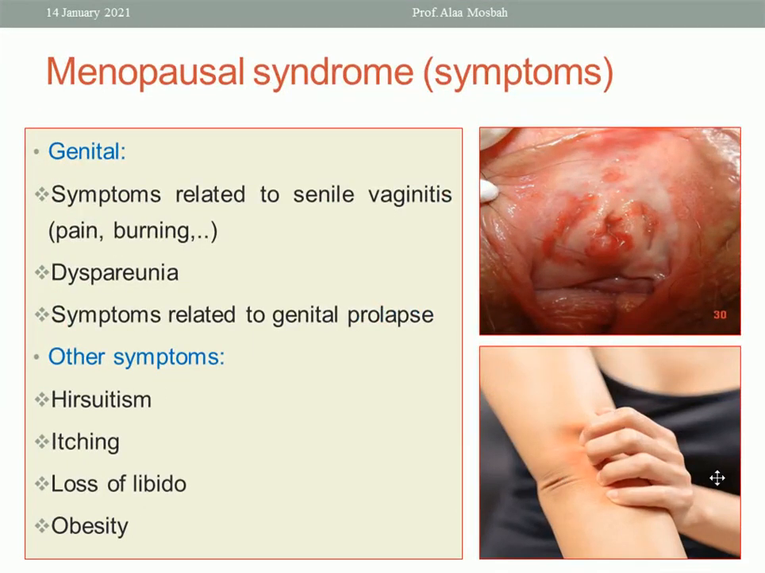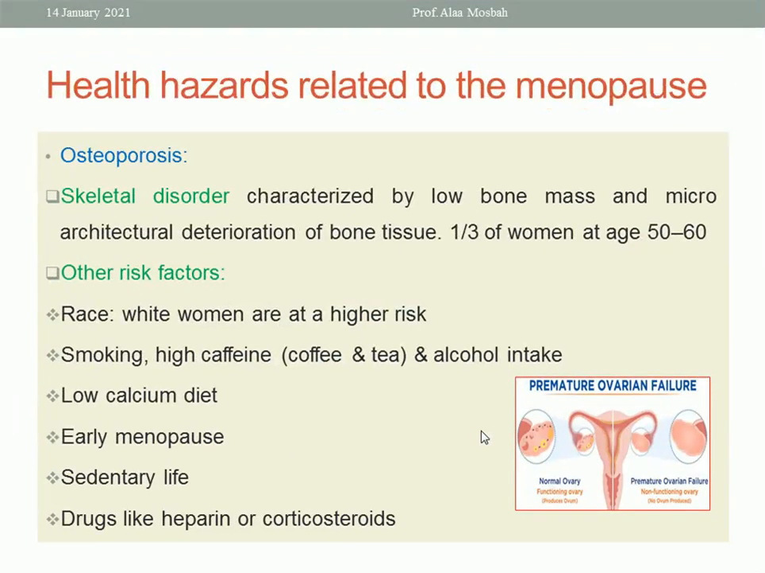The genital symptoms are related to atrophy, as you see in this picture, atrophic vaginitis with burning sensation, dyspareunia, or sometimes symptoms related to genital prolapse, because we said there is atrophy of the ligaments supporting the genital organs. So genital prolapse may happen with its symptoms like heaviness, pelvic pain, and so on. Other symptoms that may happen are itching, hirsutism in the upper lip and the chin, loss of libido in some women, obesity, and increased body fat, especially in the abdominal region.